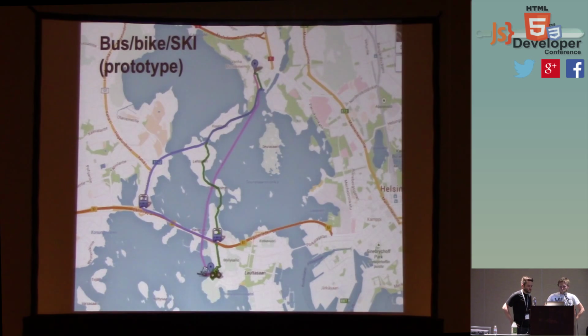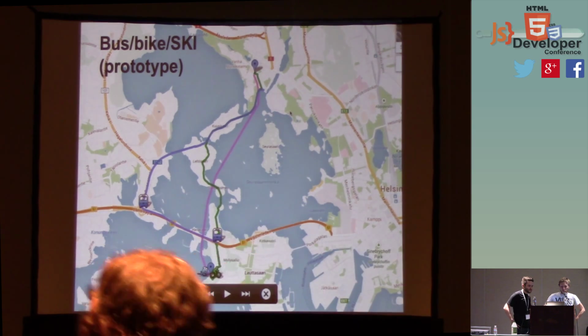And this is a prototype made with Google Maps, now showing 3 different journey plans. We have the green bike, then we have the blue bus route to my friend Mikko, and then we have the best option, which is skiing through the sea.